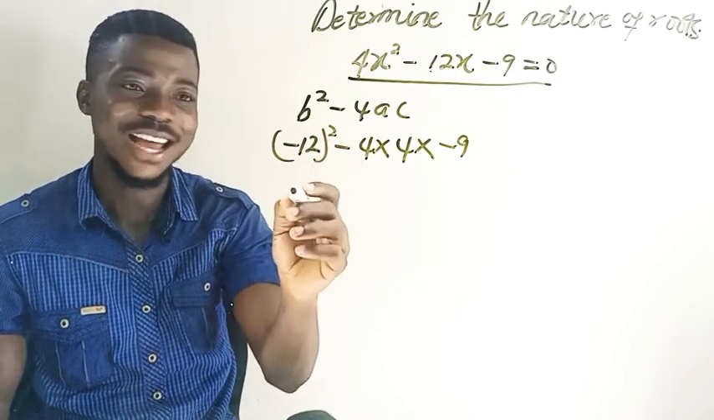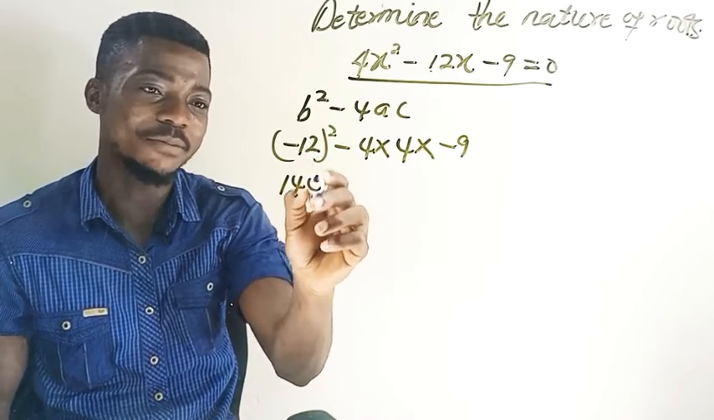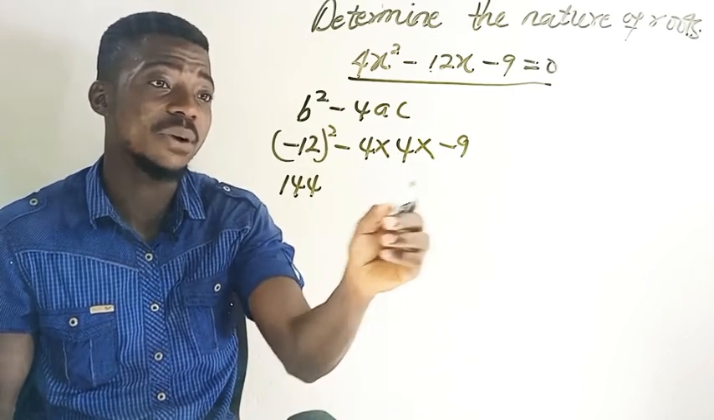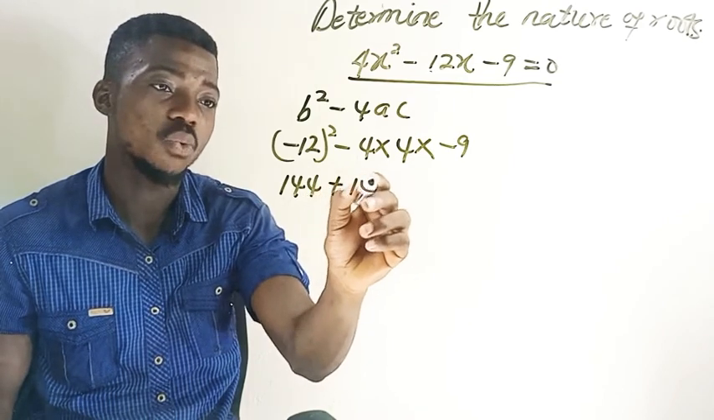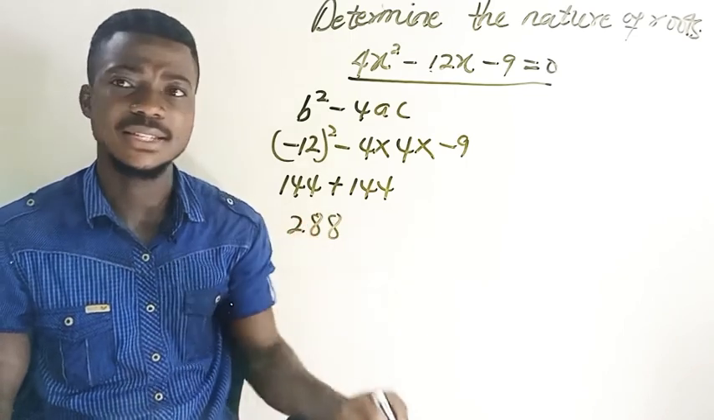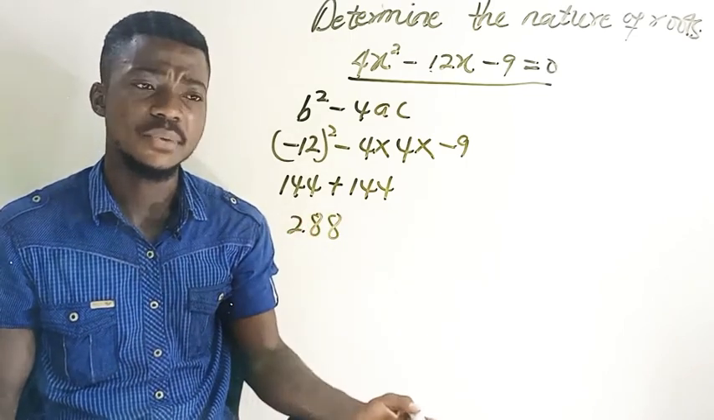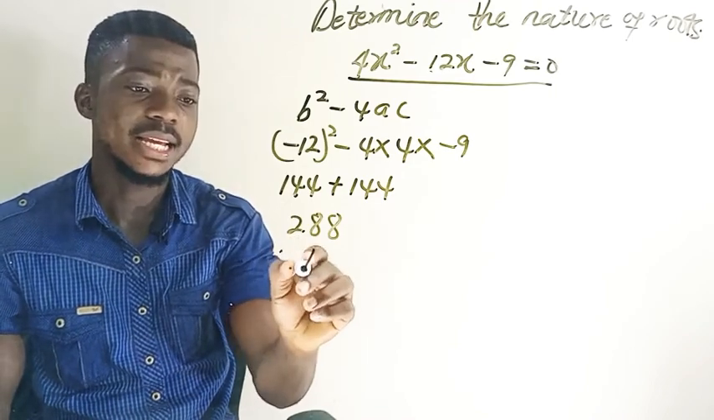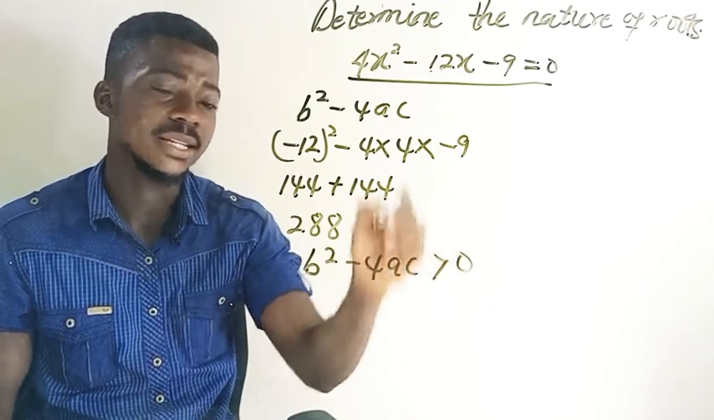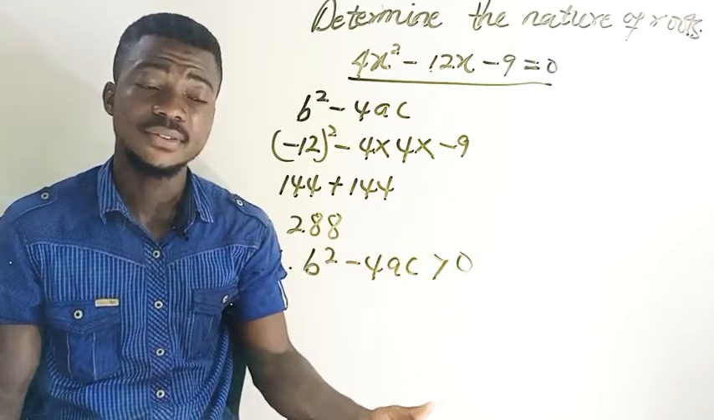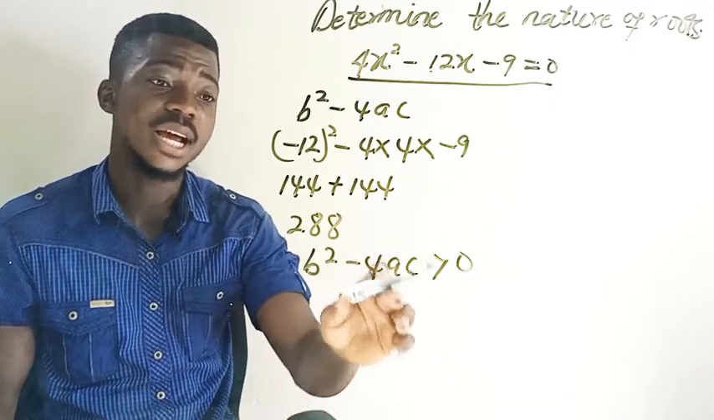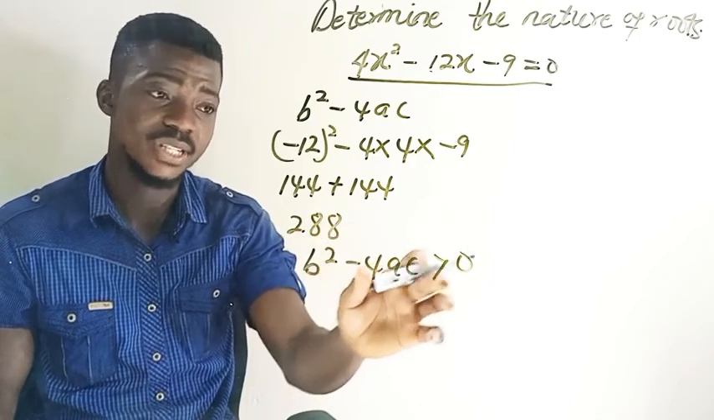Negative 12 squared gives us positive 144. Then negative 4 times 4 gives us negative 16, times negative 9 gives us plus 144. So when we add this, we get 288. Therefore, the discriminant of this equation is greater than 0. The answer is 288, which is greater than 0.